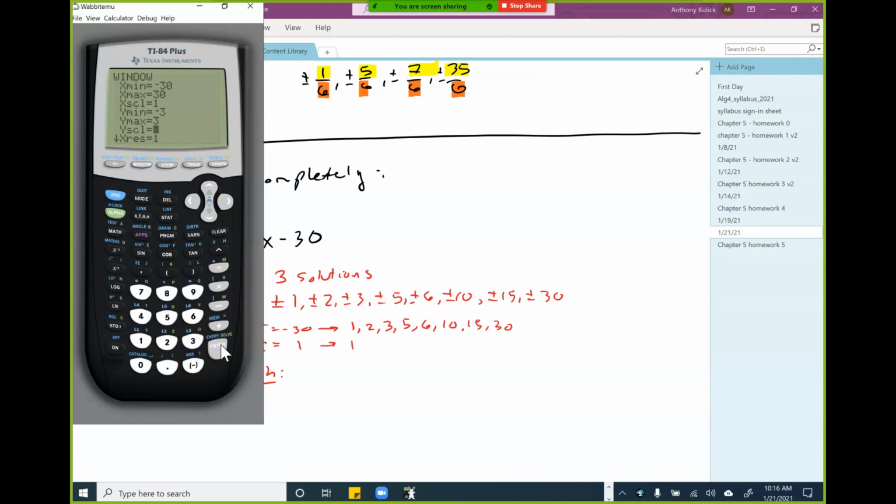Megan, what's up? I just changed the window again to negative 5 and positive 5 on the x's. I did the negative 30 and positive 30 to start with, because those were the bounds from my RRT list.